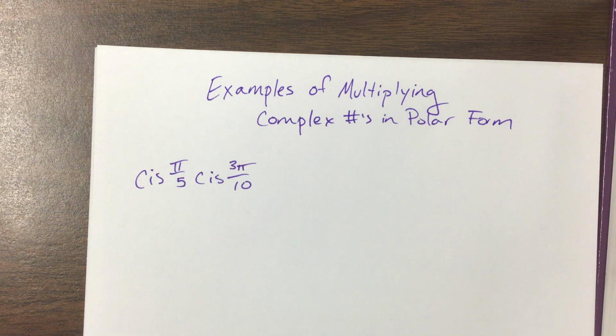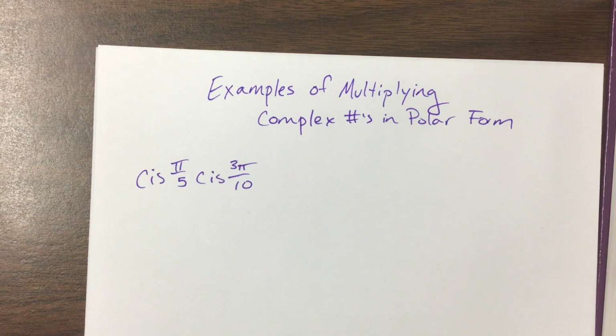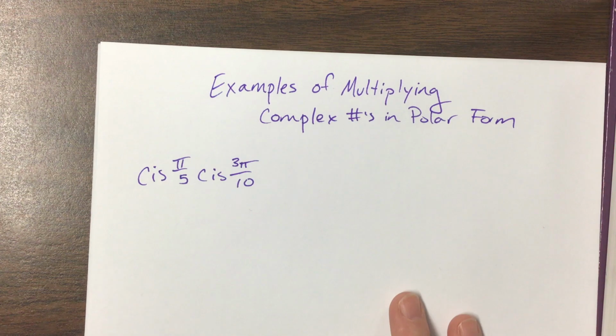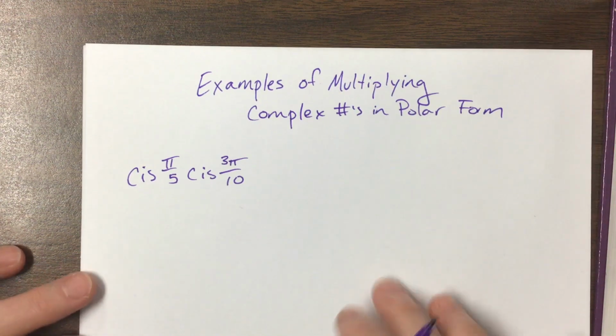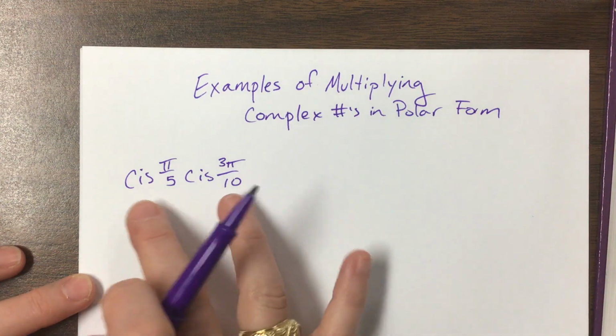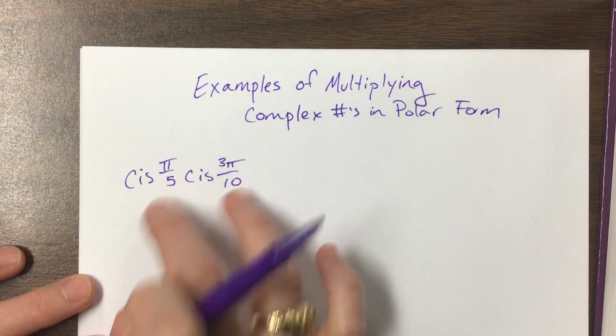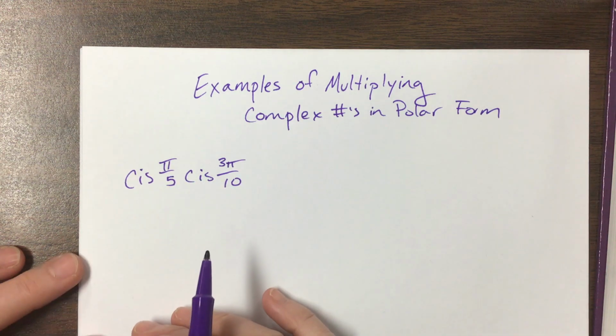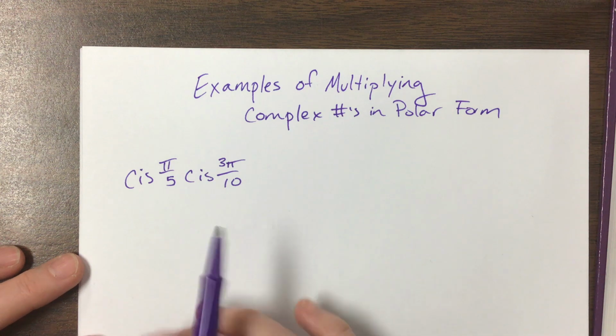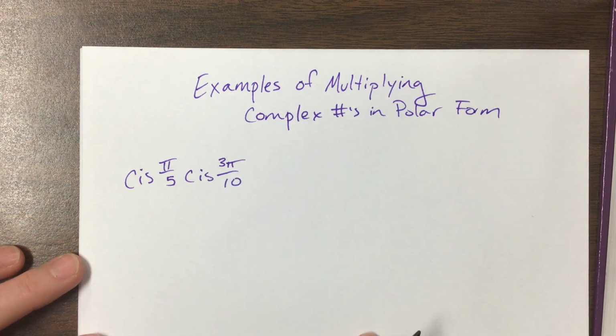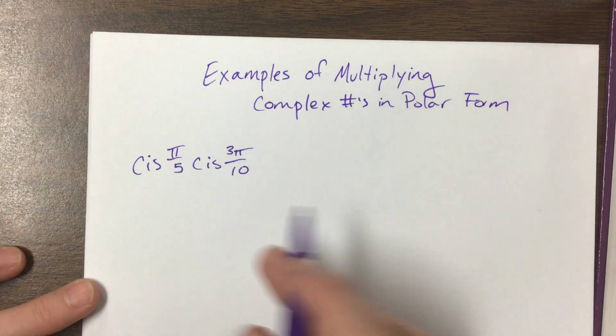Let's look at a couple examples. So this first one, they say cis of pi over 5 times cis of 3 pi over 10. And we just learned a second ago that when we're multiplying our complex numbers in polar form, we can add the argument. That angle right there is called the argument when we're talking complex numbers.